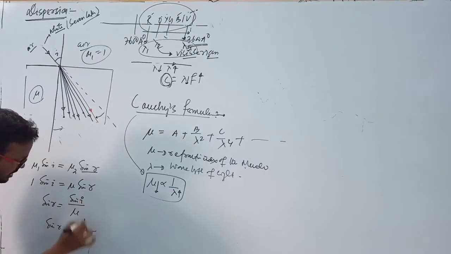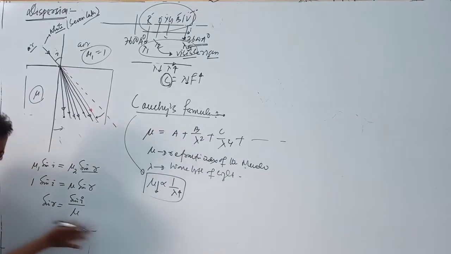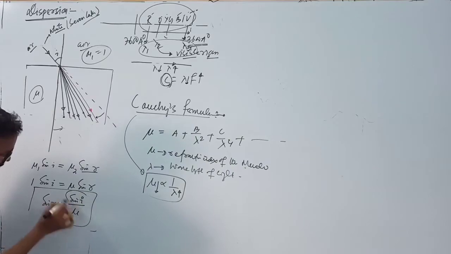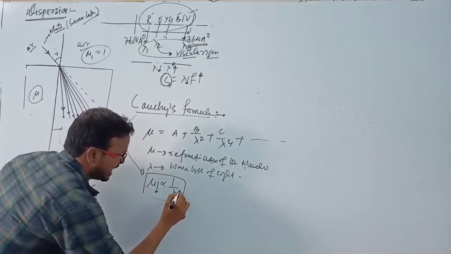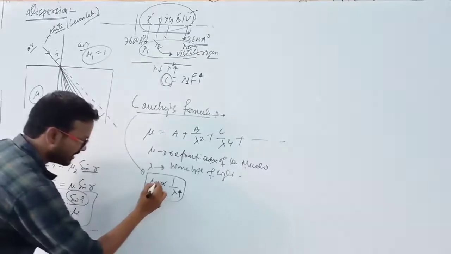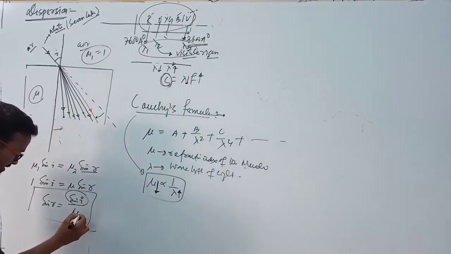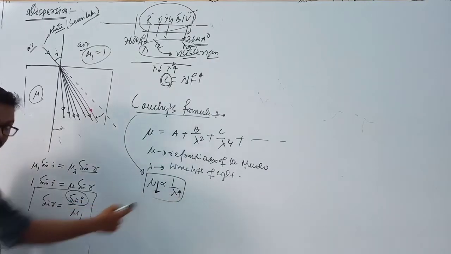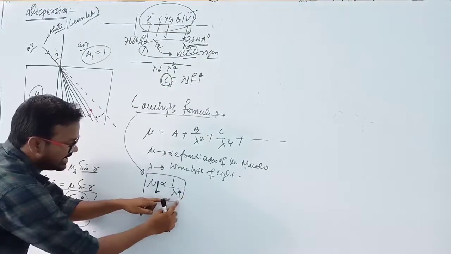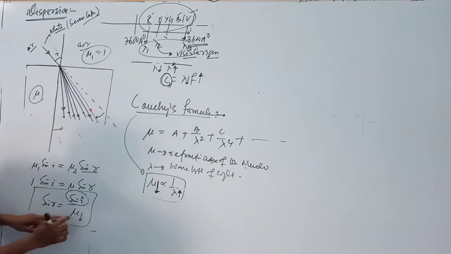Suppose this constant quantity is 1. You can remember this relation: this is a constant quantity. If lambda increases, then the refractive index decreases. So the refractive index decreasing means lambda increasing. You have to remember this relation: when lambda increases, the refractive index of the medium decreases. If the refractive index decreases, then R increases.